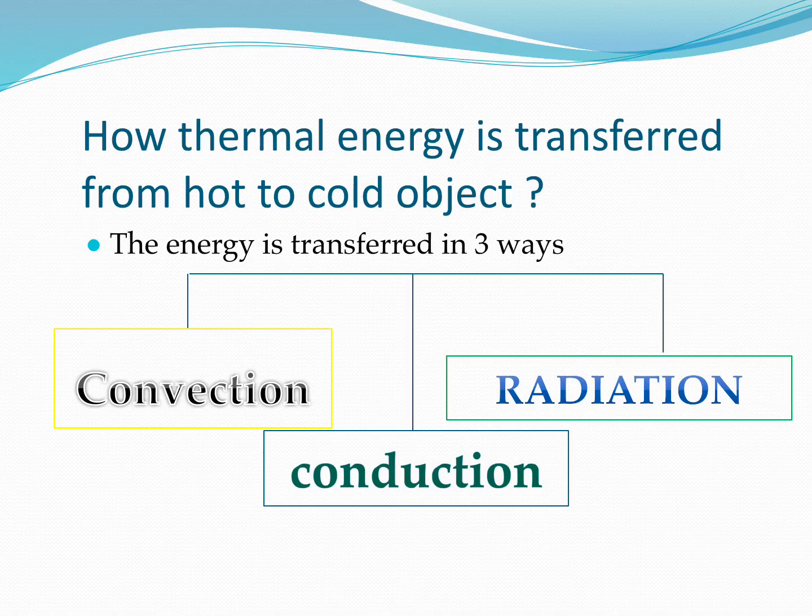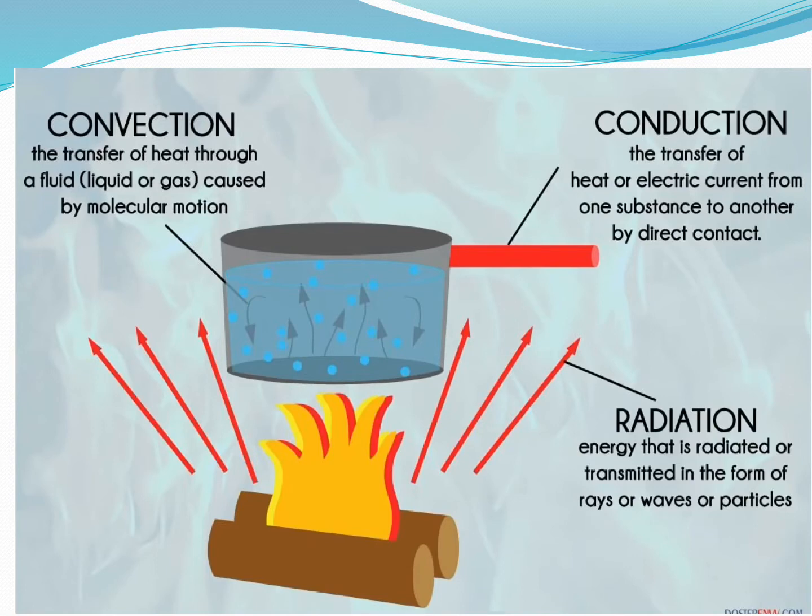So don't forget these three ways. These three words you need to learn, and also you need to know their definitions. Their definitions are in the back of your book, and you can find them there. This slide basically gives you an idea about each one of those words. Let's start with the first one, convection. The transfer of heat through liquid or gas that is caused by the motion of the particles, as you can see in front of you.